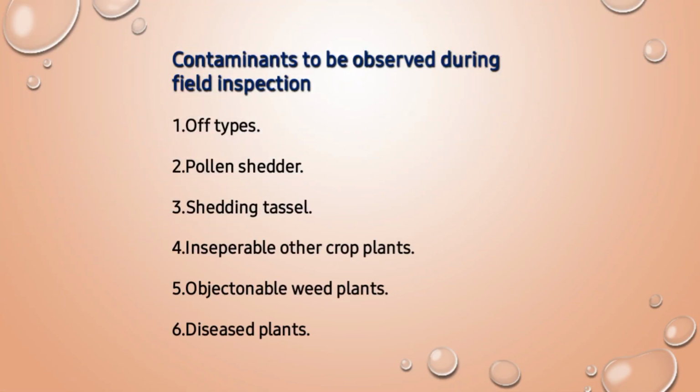Contaminants to be observed during the field inspection, that is, off types, pollen shedder, shedding tassel, inseparable other crop plants, objectionable weed plants, diseased plants.